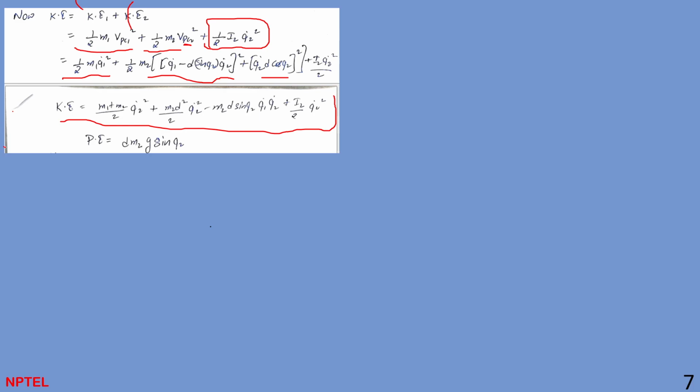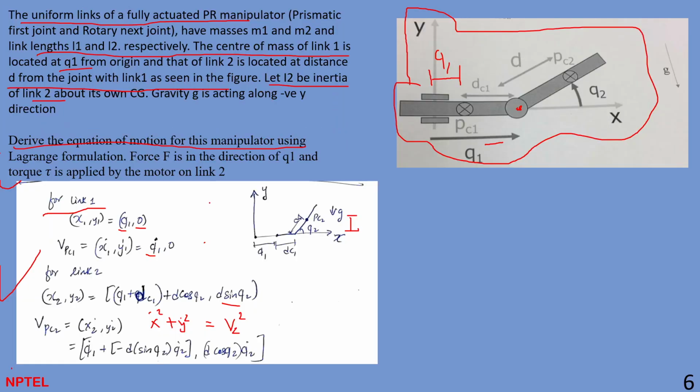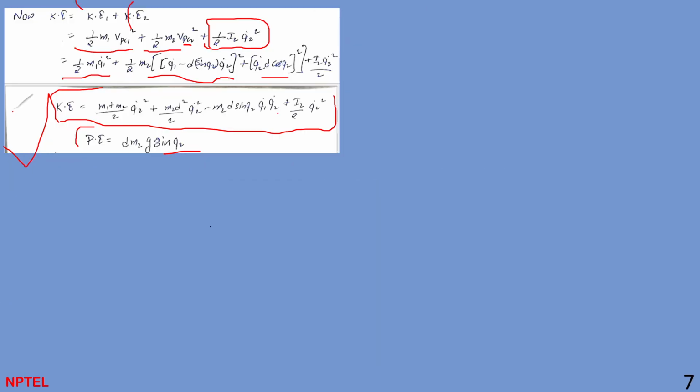Coming to the potential energy, there is only one potential energy term since link one is at the origin. So you will get only m2 g D sin Q2, because link one coincides with the origin, whereas this part is D sin Q2. That's why you get potential energy here.